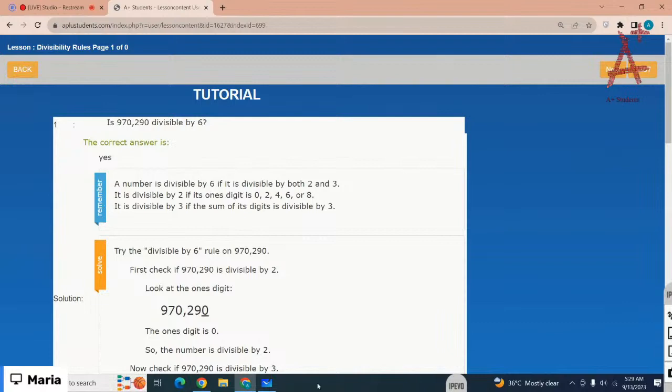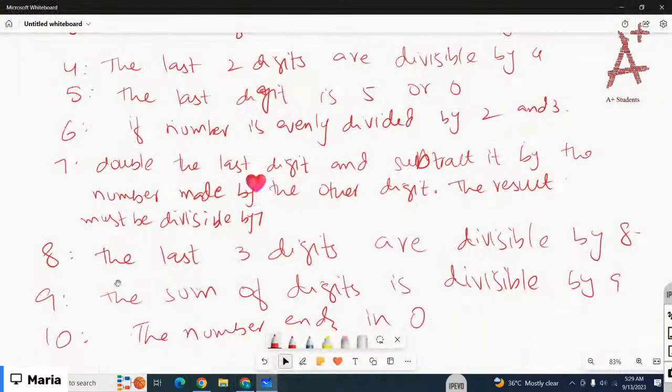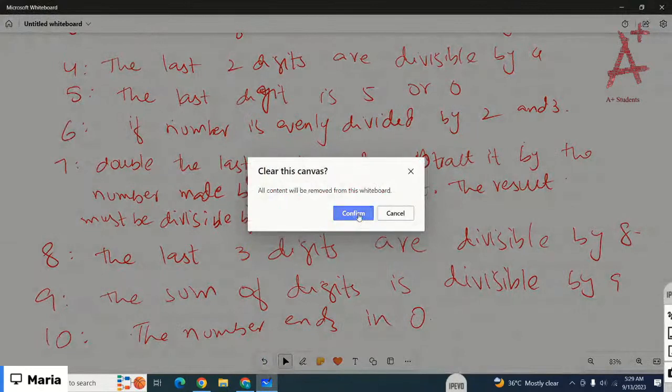970,290. Just apply the divisibility rule for 2. You have 0 at the ones position. That means 970,290 is completely divisible by 2.